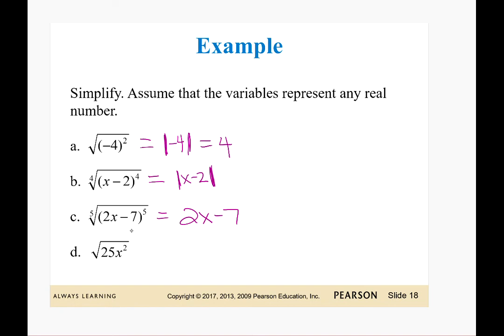Okay, this one is a square root, so again, we're going to take the absolute value. What's the square root of 25? That is 5. The square root of x squared is x. So the absolute value of 5x is just 5 times the square root of x. The absolute value of 5 is just 5.